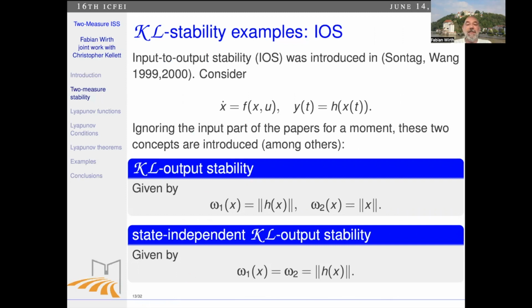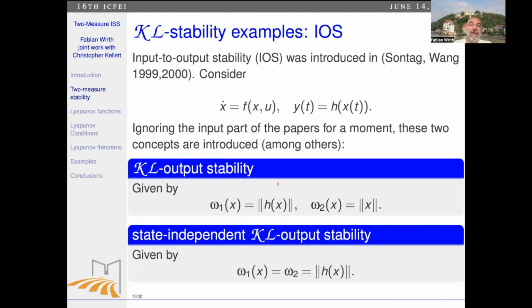The idea is, okay, you have your control system and you have an output, with suitable regularity and everything. And since we're not talking about input to state stability yet, but just about KL stability, ignore the input part for the moment.